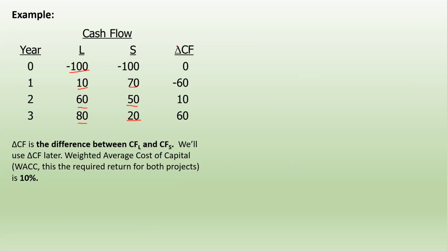Here we also provided the difference between those two cash flows. This delta CF is the difference between the cash flow of project L and the cash flow of project S. Later we will talk about why we need this delta CF. But we should know that it is -100 minus -100 is 0, 10 minus 70 is -60, 60 minus 50 is 10, and 80 minus 20 is 60.